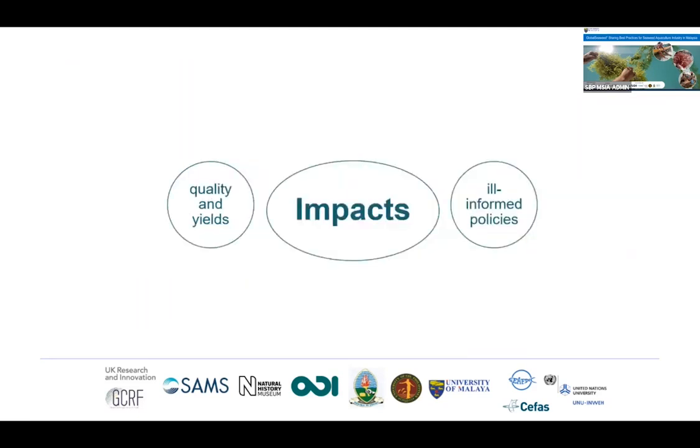Next is the impact of migrants on Malaysian seaweed production. In this presentation, I will present two impacts. The first is about the quality and yields of the seaweed, and the second is ill-informed policies. Migrants cannot legally access working permits, farming aid, healthy seeds or training. And in Malaysia, we have the Malaysian Good Agriculture Practice, or MyGAP, which has limited reach as migrant farmers are often unaware of it.